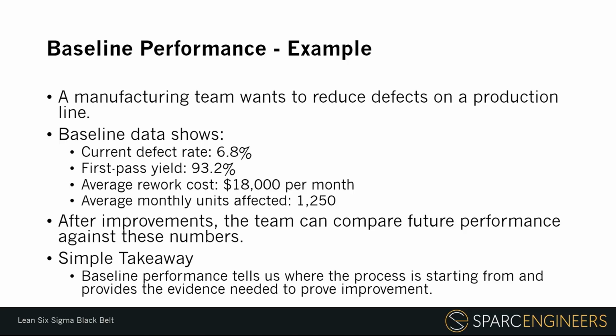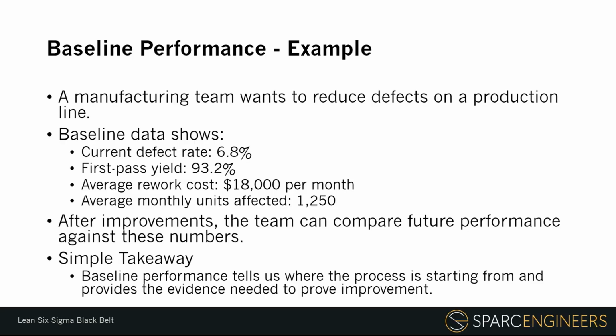These numbers are important because they define the size of the problem. A 6.8% defect rate tells us that nearly 7 out of every 100 units are not passing as expected. A first-pass yield of 93.2% tells us that a meaningful portion of product requires rework, repair, review, or disposition before it can move forward. The $18,000 per month in rework cost translates the quality problem into financial language. That matters because leadership often needs to understand not only the technical issue, but also the business impact. The 1,250 affected units per month helps the team understand the scale of the issue. This is not a one-time problem.